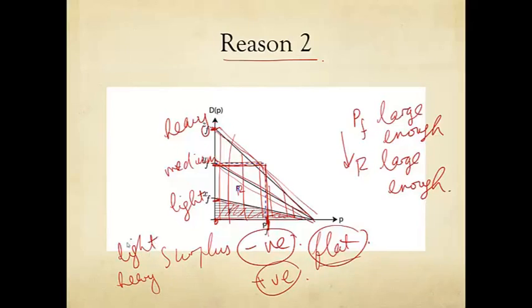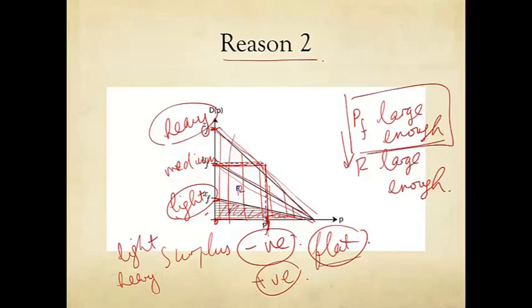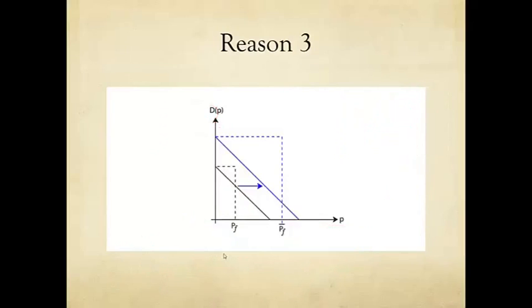This quantifies the simple intuition we've been alluding to a few times already. That is, light users subsidize heavy users' lifestyle. And the reason is because flat rate pricing is inflexible. You need to set this to be large enough. And when that happens, the surplus can become negative for light users. Reason number 2. Reason number 3 here.